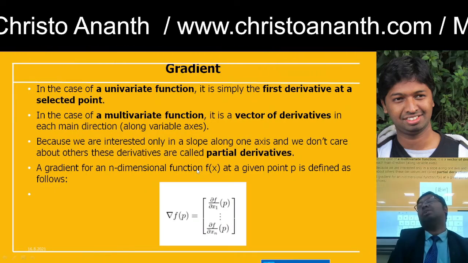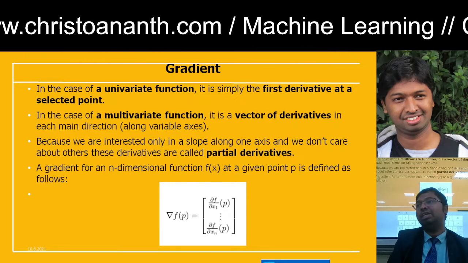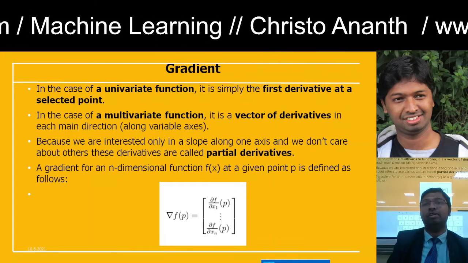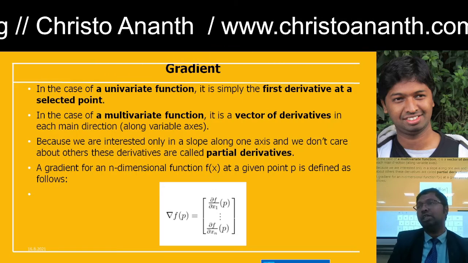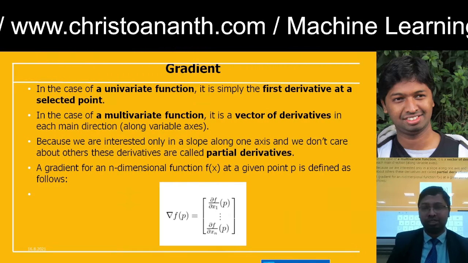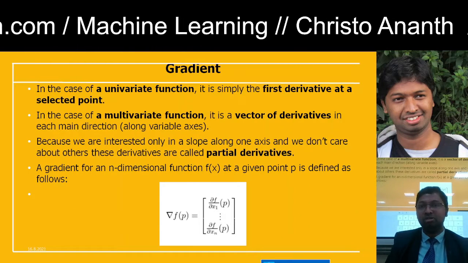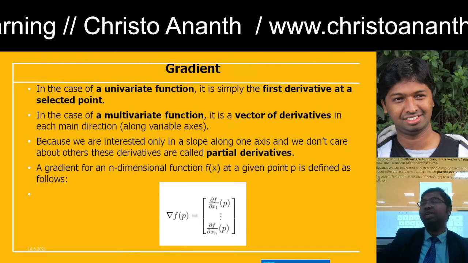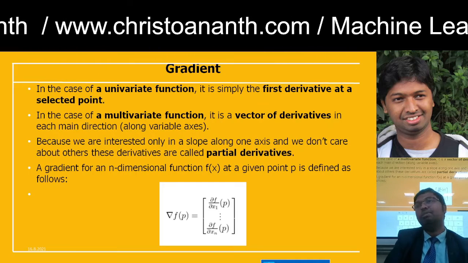Then coming to this topic, gradient. In the case of a univariate function, it is the first derivative at a selected point, and in the case of a multivariate function, it is a vector of the derivatives in every main direction, or derivative across the variable axis. Since we are interested in the slope along one axis, we don't care about the other derivatives. That is why you call them partial derivatives.